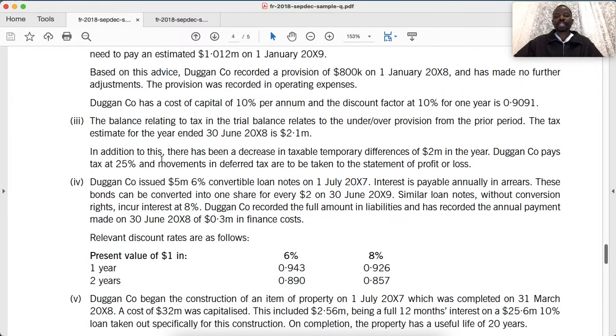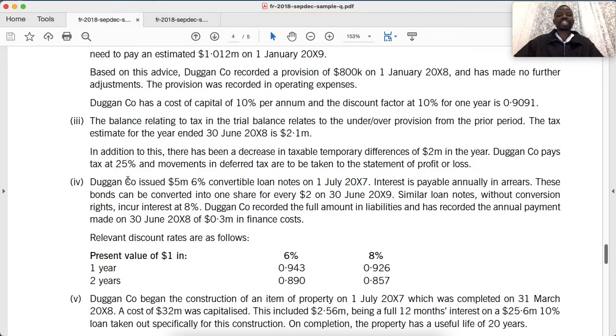In addition to this, there has been a decrease in taxable temporary difference of 2 million in the year. Duggan Co. pays tax at 25%, and the movement in deferred tax is taken to the statement of profit or loss. So we have got a decrease in temporary difference of 2 million, and the tax rate is 25%. So we have to calculate the deferred tax.